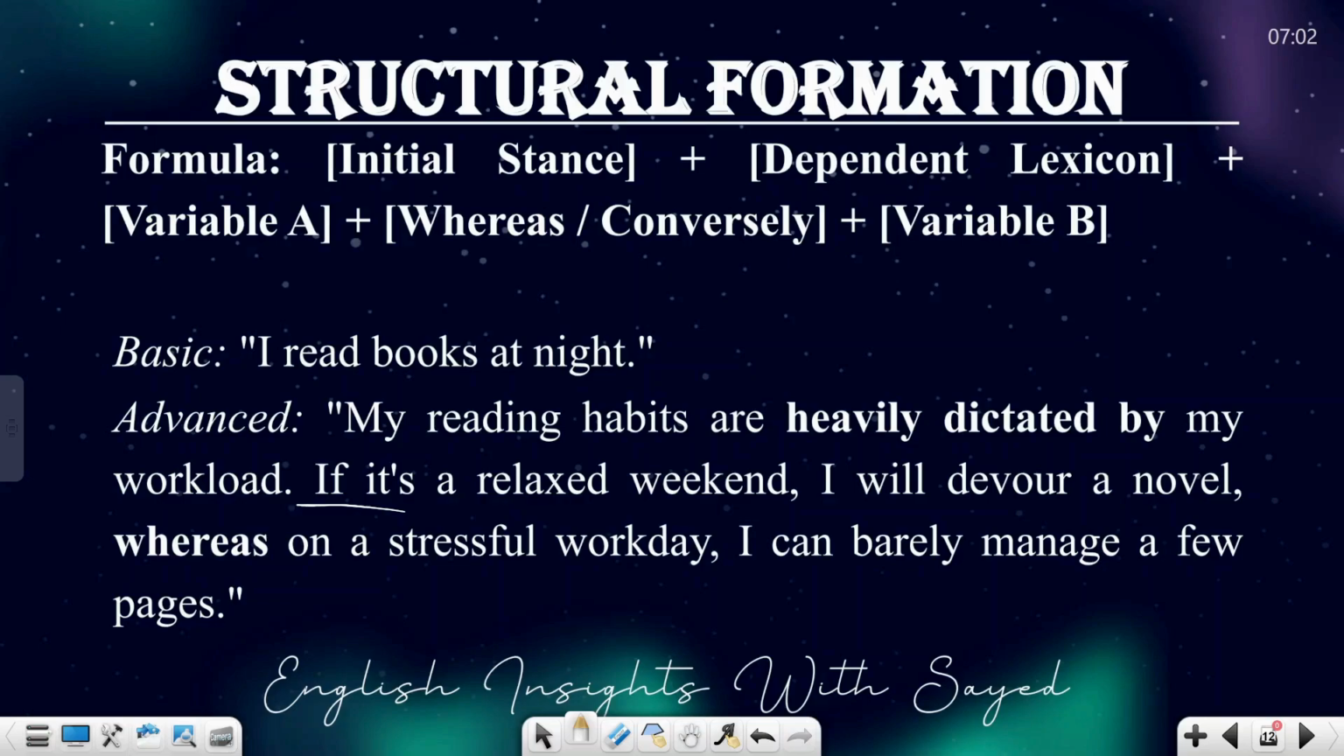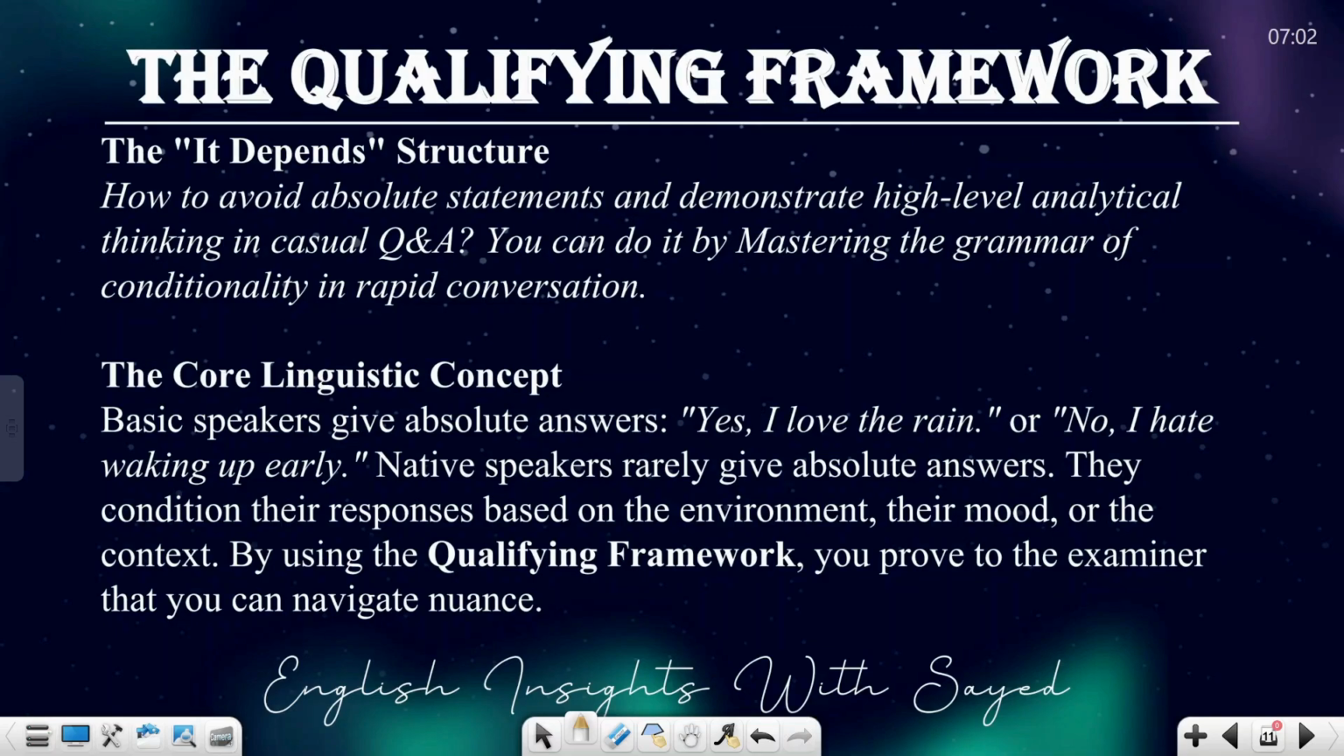See how nuanced this is. It depends on your workload. If you are having free time, or if you are busy with your workload, then it differs. You did not mention an absolute answer, like that I love the rain. It depends on the context, the situation, my mood. So don't give an absolute answer. Try to use hedging and also conditions.